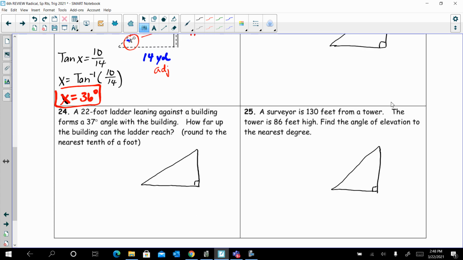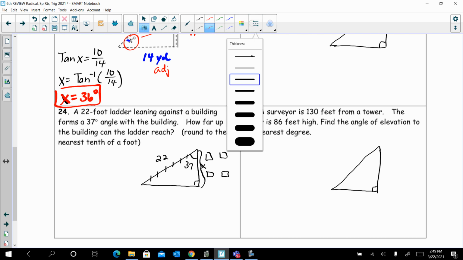All right, let's talk about 24. So start off with your right triangle, then read the given information and label it based on what it would be on the triangle. We have a 22-foot ladder leaning against the building, forming a 37-degree angle with the building. How far up the building can the ladder reach? So if it's leaning, this would have to be the ladder, right? So this is 22 feet right here. It forms an angle with the building. The building has to be over here, obviously, building up and down. So this angle is 37. And it asks how far up the building the ladder reaches. That's this vertical distance here, right?